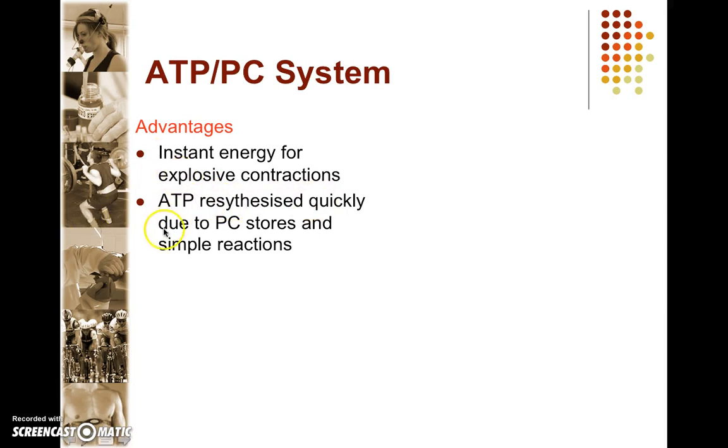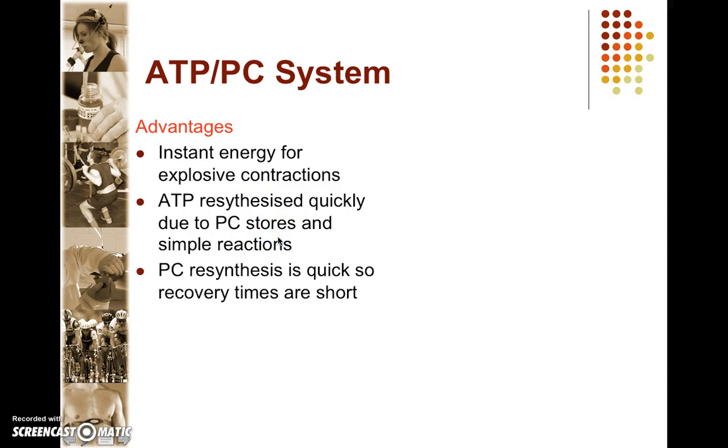ATP resynthesizes quickly due to Pc stores and simple reactions. These Pc stores, phosphocreatine, they're in the muscle already. We don't have to wait for them. They're there in the muscle waiting for us to use them. And Pc resynthesis is quick, so recovery times are short. We do not have to wait for oxygen from the lungs to get transferred in the blood all the way to the muscle, so then a chemical reaction take place to then have energy. It's already there within our system.